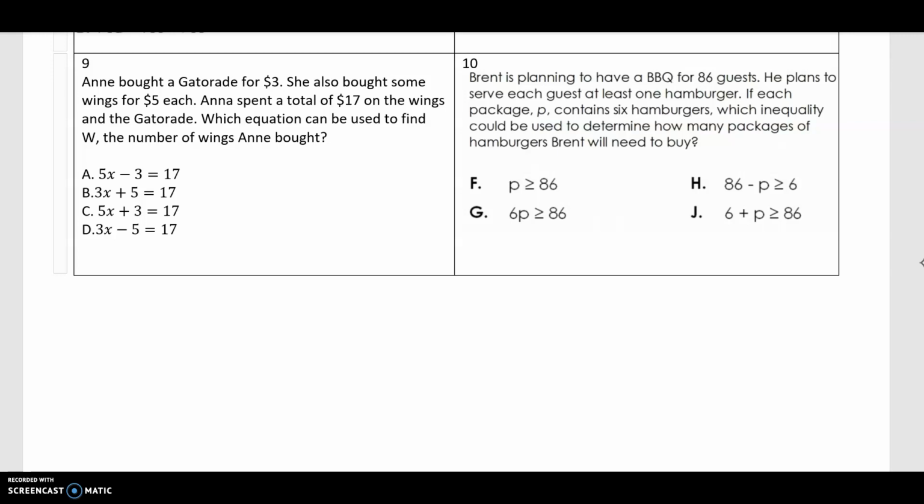Okay, so he's having a barbecue for 86 guests, right? And he plans to serve each guest at least one hot dog, so he needs at least 86, right? And then each package contains 6 hamburgers, okay? So there's 6 in each package, and we need at least 86, right? So we can have more than enough, but we don't want anybody to go hungry.